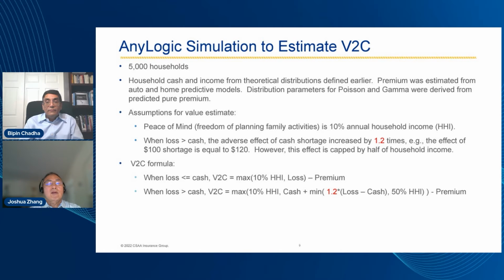First, peace of mind is worth 10% of annual household income. Second, when loss is greater than cash, the adverse effect of cash shortage is 1.2 times the shortage amount. We have formulas here, but I will leave them to you to read.